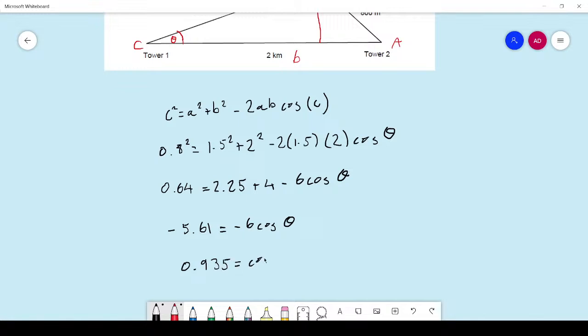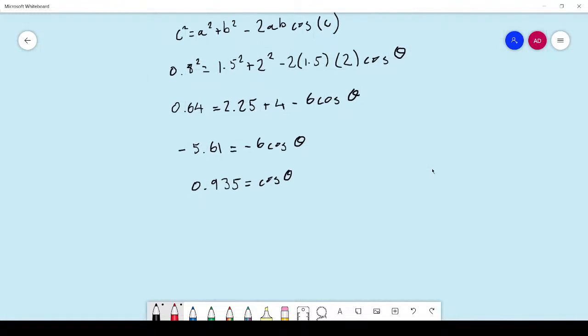0.935 equals cos theta. If we remember how to do year 9 or 10 trigonometry, inverse cos of that should give us theta, and we'll use a calculator for that. So inverse cos of 0.935 gives theta equals 20.77. Make sure your calculator is set to degrees for that one, otherwise you're not going to get a very good answer.